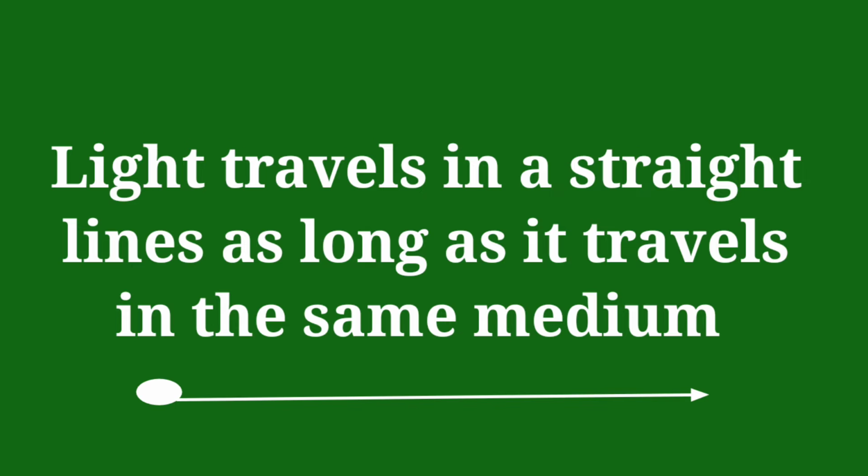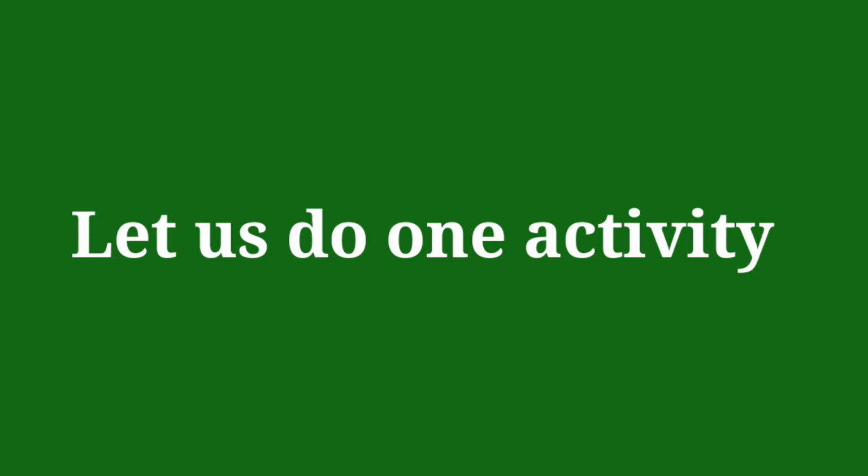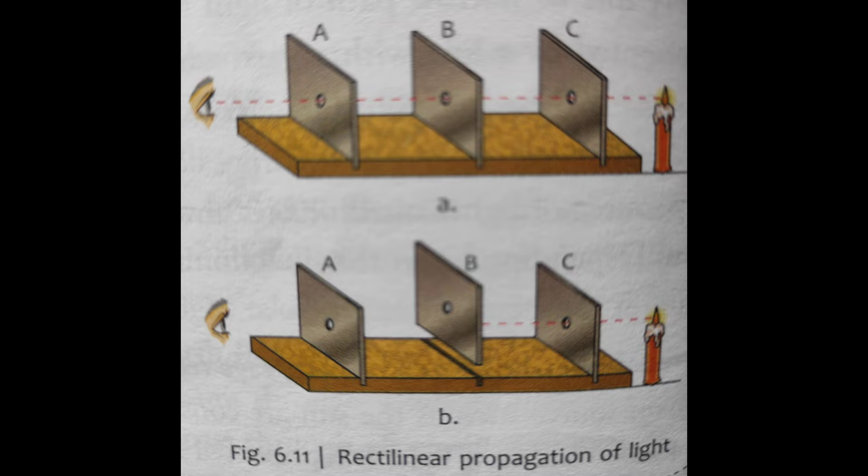Here is a light ray from a source. You can see light travels in straight lines, and this property is called the rectilinear propagation of light. If an opaque object is placed before the ray of light, what will happen? We will come to know.